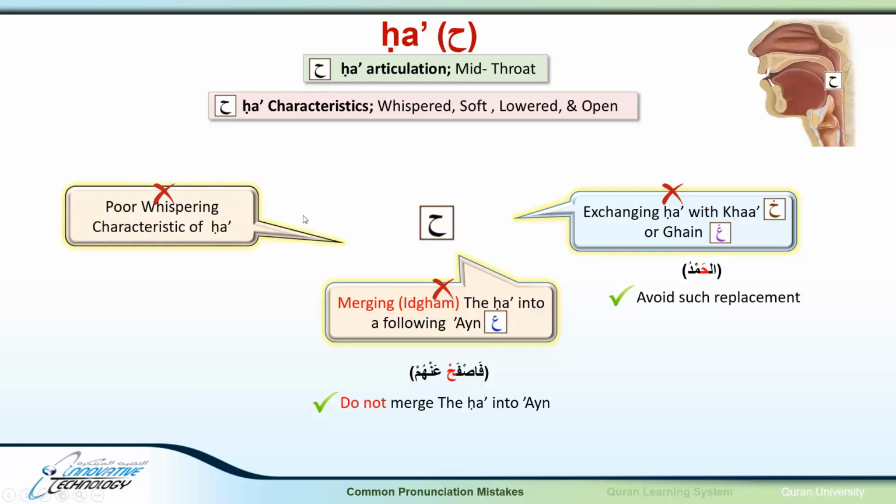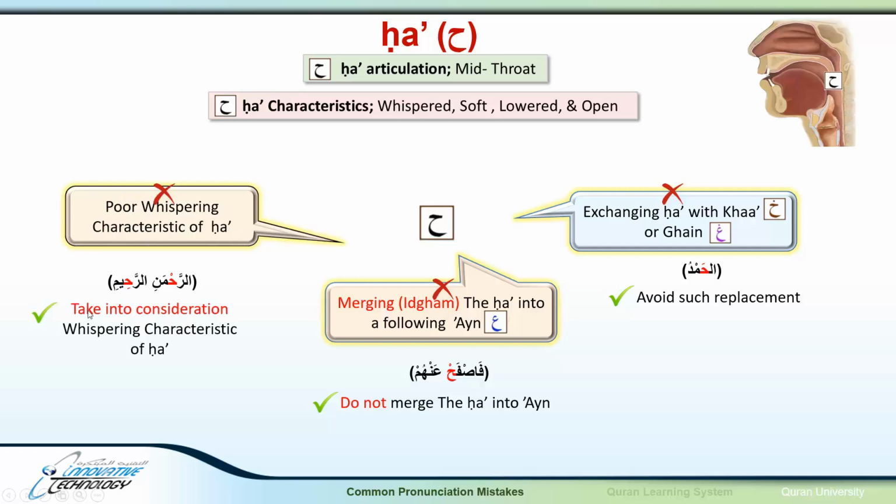And the third mistake of the ha is not whispering it enough. Poor whispering characteristic of the ha. An example is Ar-Rahman Ar-Rahim. Ha, when it's whispered, it spreads a little bit. Making it shorter is basically reducing the whispering characteristic. So saying Ar-Rahman Ar-Rahim is not right. The right way of pronouncing it is Ar-Rahman Ar-Rahim, giving it some length. And that's basically what we call the whispering characteristic of the ha.